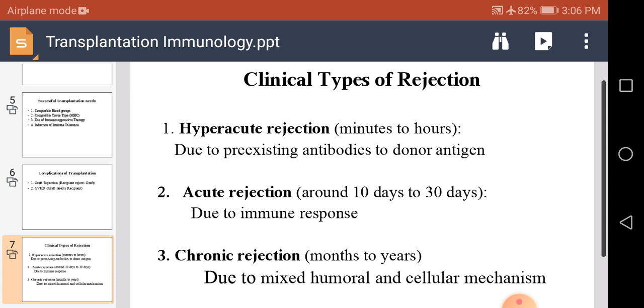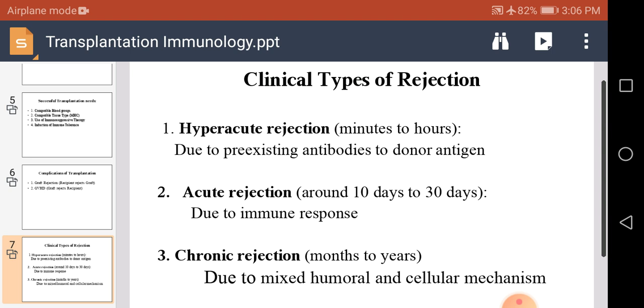Rejection, clinical types of rejection. Hyperacute rejection: this occurs very early, even during the operation, minutes to hours, due to pre-existing antibodies to donor antigen. Number two, acute rejection. This takes place from 10 to 30 days, that is to say, the time needed for development of acquired immunity.